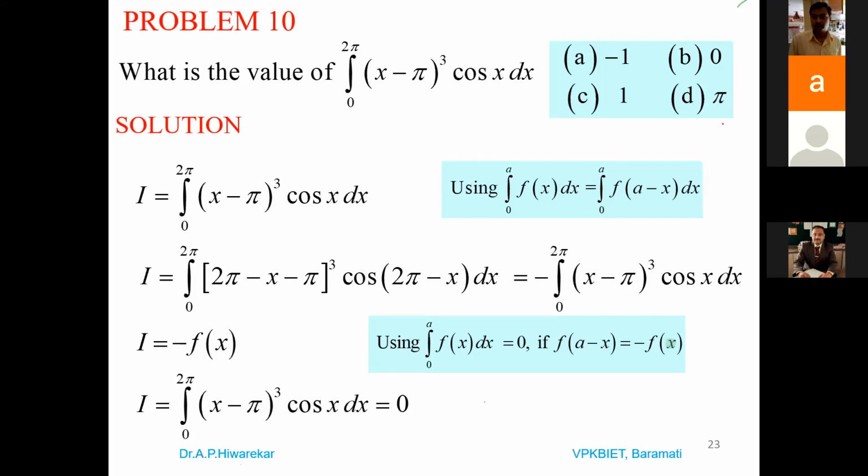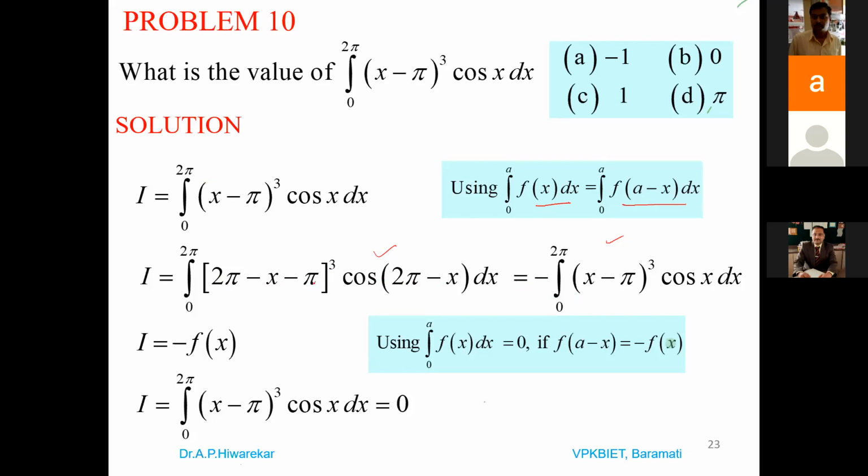So it is the integral from 0 to 2 pi of (x minus pi) cubed cos x dx. The value of this integration is -1, 0, 1, or pi. You need to apply only this formula: the integration of f(x) dx from 0 to a is equal to the integration of f(a minus x) dx from 0 to a. From that, if you replace a by 2 pi, you will easily find the result.